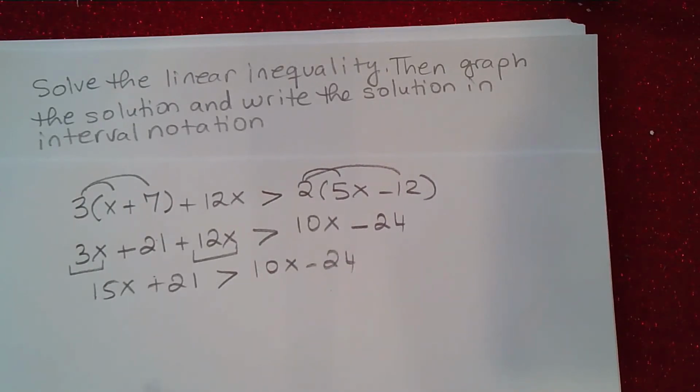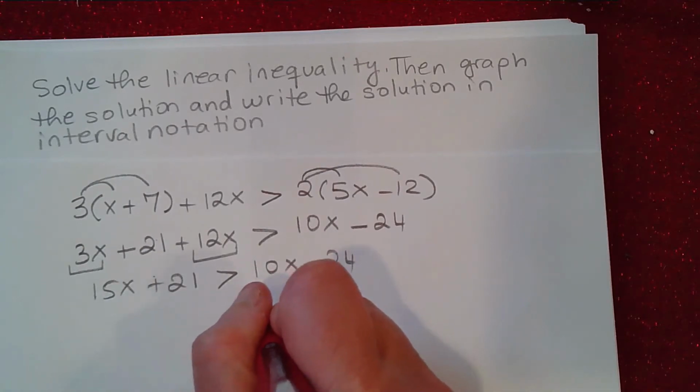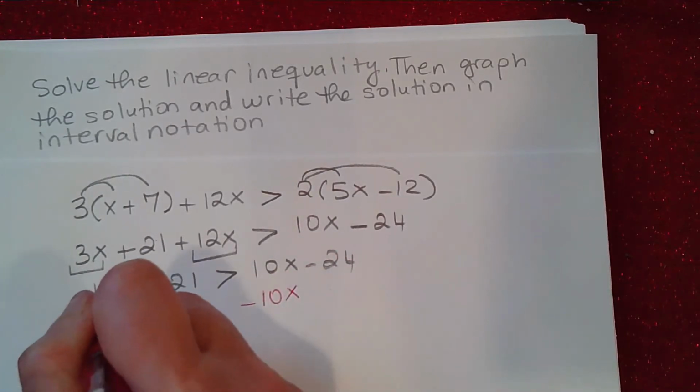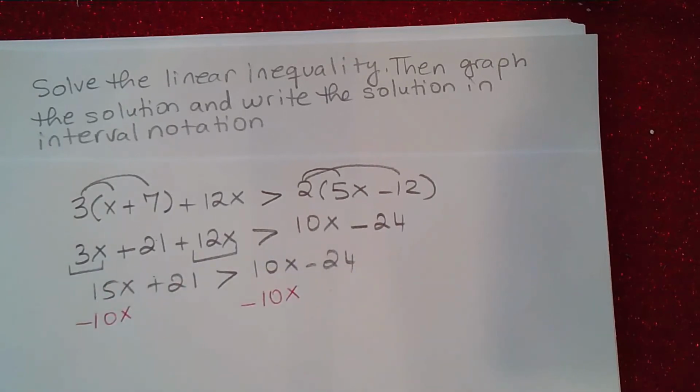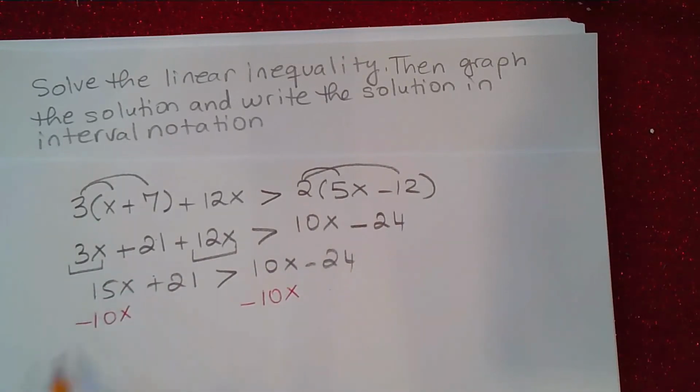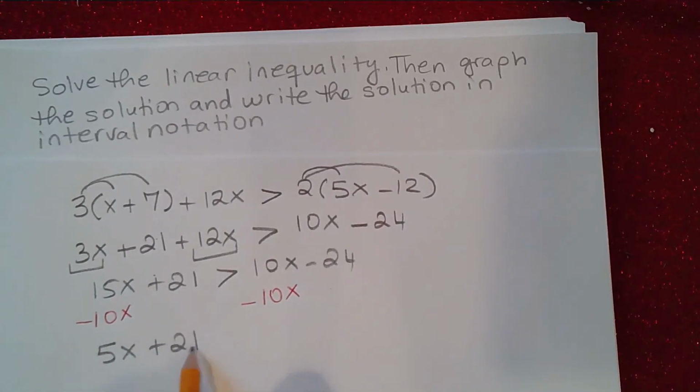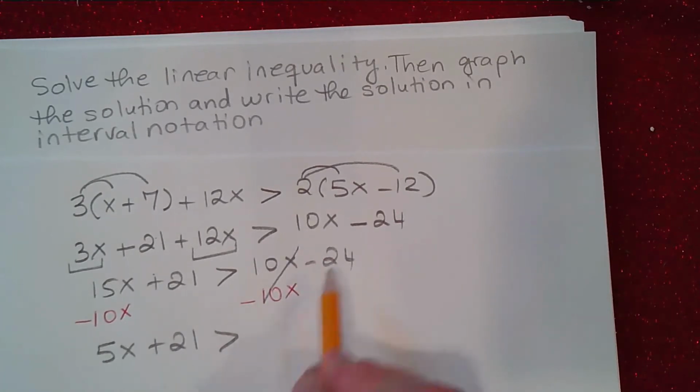Now I have x on the left side and the right side of the inequality. So I need to make sure that all the x is on one side of the inequality. So I can take the 10x to the left side. So we subtract 10x on both sides. This gives us 15x minus 10x is 5x, plus 21, greater than, this cancels out, and you're left with negative 24.